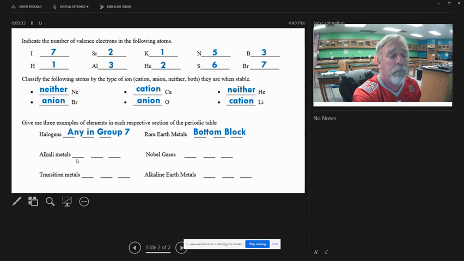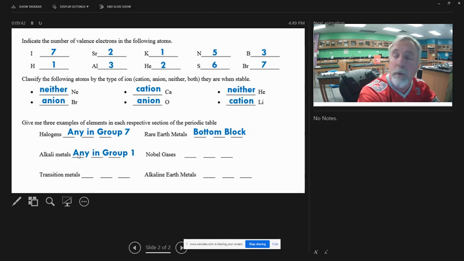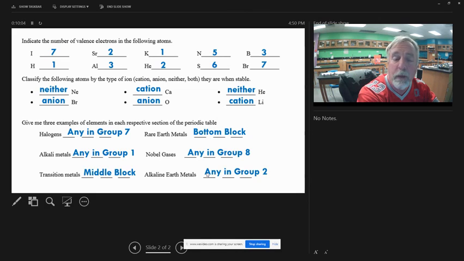An alkali metal, right? That's our first group. So anything in group 1: lithium, sodium, potassium, rubidium, cesium, francium. Noble gases, group 8, anything in that group 8 column: helium, neon, argon, krypton, radon, xenon, a whole bunch of them there. Transition metals, that's that middle block on your periodic table. And finally, alkaline earth metals, this is group 2. So anything in group 2: beryllium, magnesium, calcium, strontium, barium, or radium. So that's it for our Bellwork today.